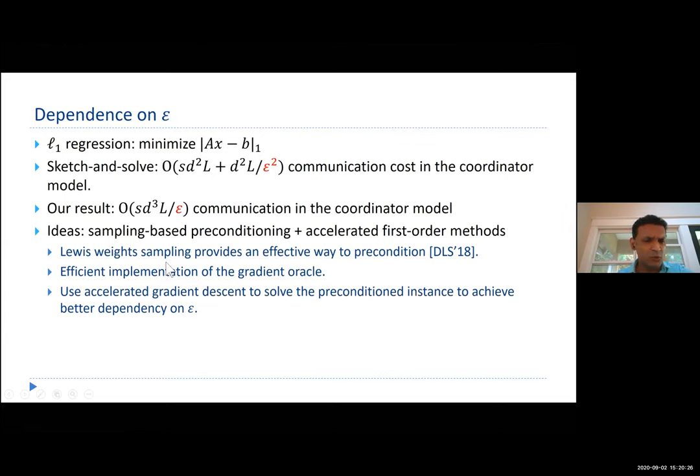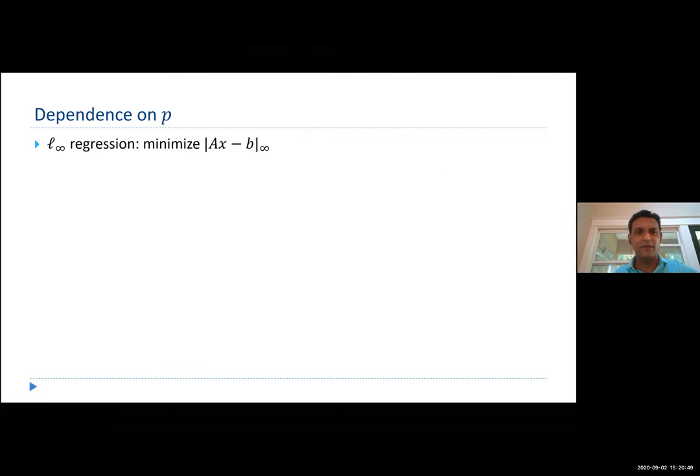So we use this Lewis weight preconditioning, which has been very effective for L1 regression. The gradient oracle itself can be implemented efficiently. And then we use accelerated gradient descent in the distributed setting to improve the dependence on epsilon. So you can see that the complexity in terms of dimension went higher, but the dependence on epsilon got better. So there is some more to the story, is perhaps the main message of this part.